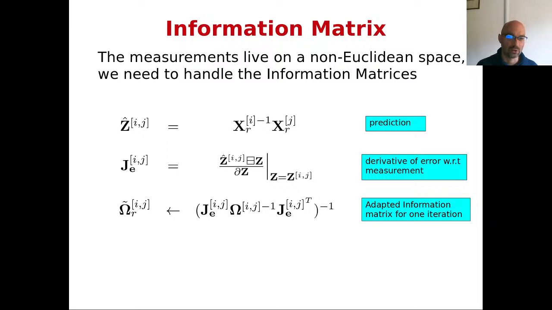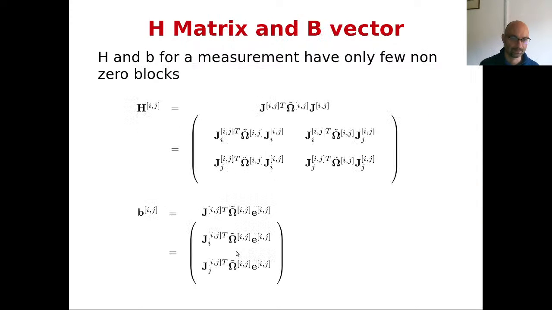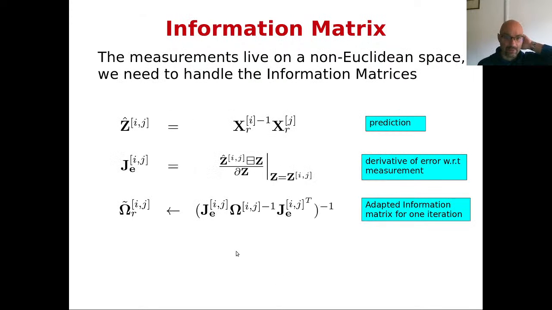To do so, I take my predicted measurement, I take my actual measurement Z, and I derive with respect to the actual measurement. I get the Jacobian, and I do first order error propagation by taking the information matrix, passing it through this linear function, and inverting it again. Okay? And this will give me the famous omega tilde.